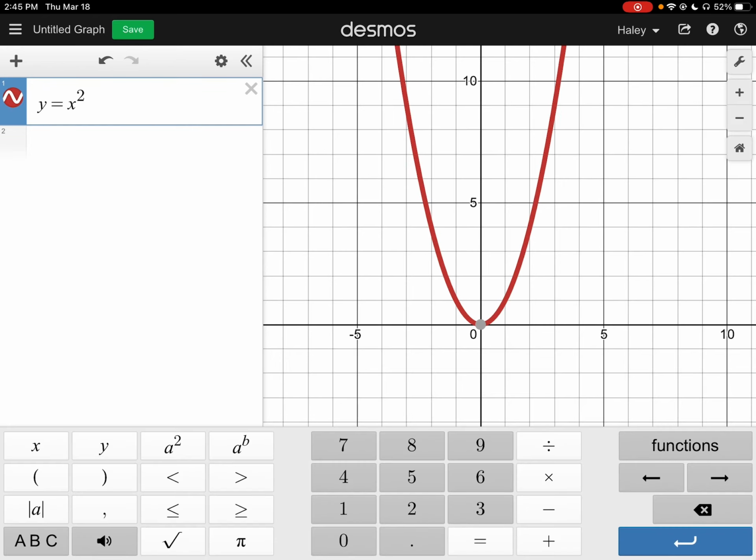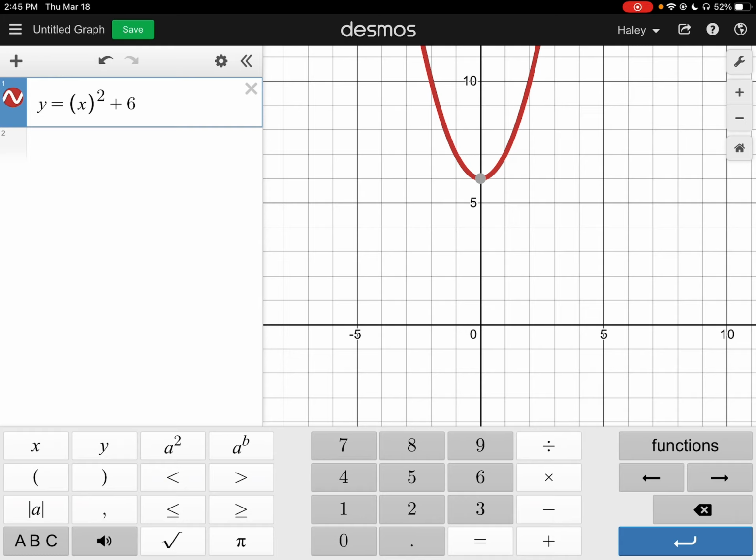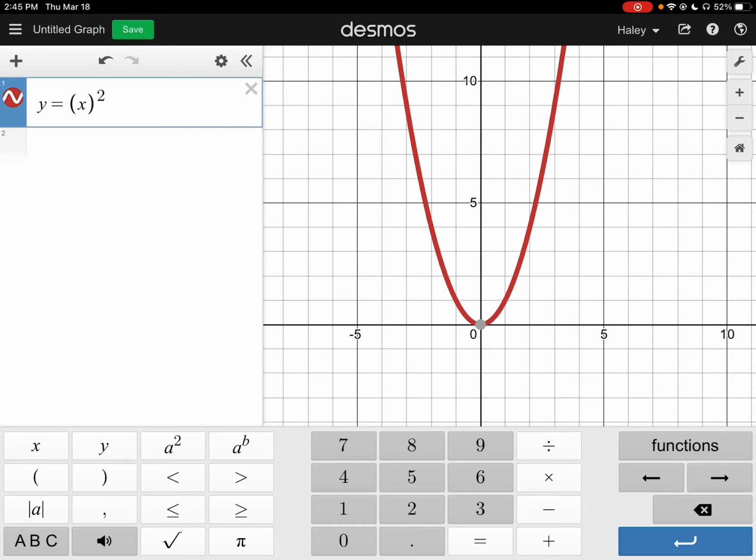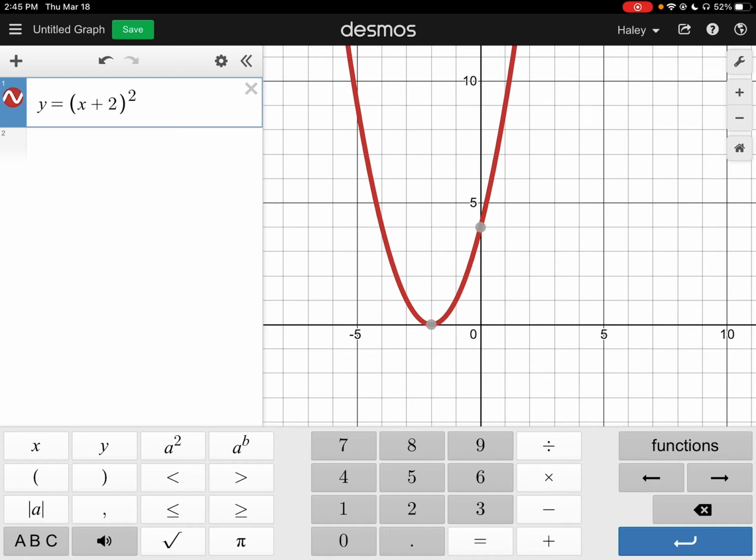So to move this left and right, look in the top left corner where my function is. I'm going to add some parentheses around this x right here. That's the same thing, right? Parent function x squared, I just put parentheses. Now, if I add a number to the very end, it's going to move my graph up, right? What if I add a number that's inside, attached to the x? So what if I had x plus 2 squared?